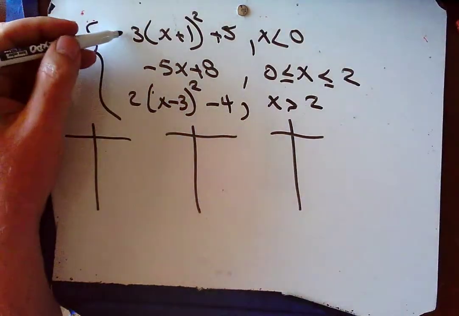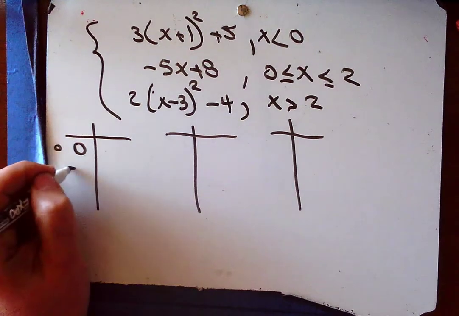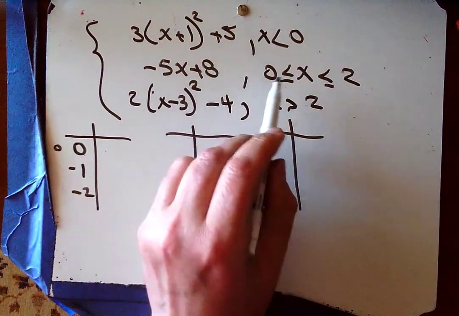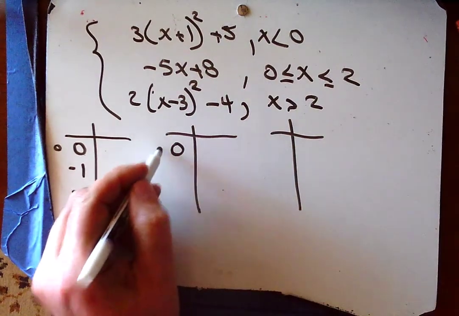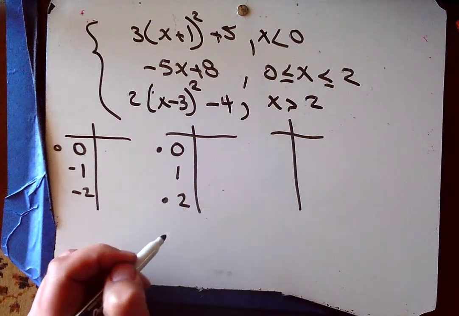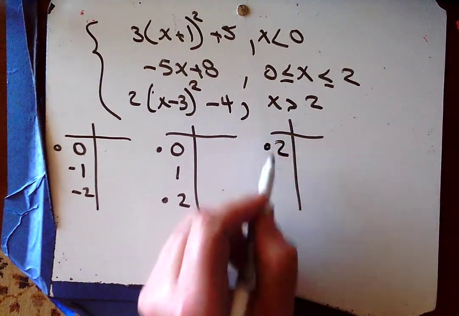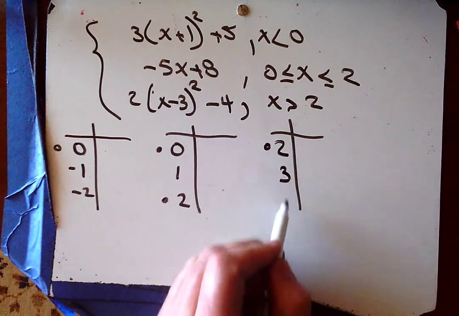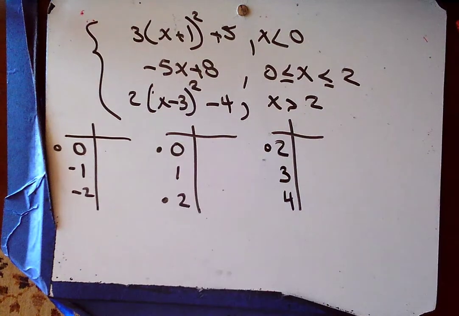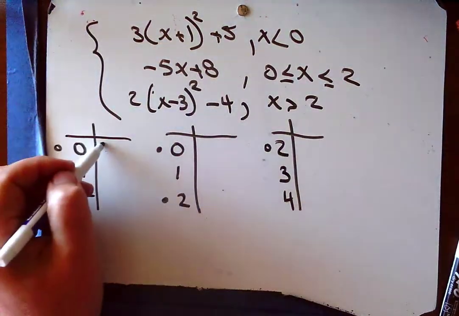So the first piece, x value is less than 0, but I'm putting 0 on it with an open circle, negative 1, negative 2. And this piece starts at 0 with a closed circle and goes to 2 with a closed circle. And this last piece, x value is greater than 2, but yes, I'm going to put 2 on it, 3 and 4, but the 2 is going to have an open circle. Okay, so let's check these values. If I plug in a 0 here, I get 8.